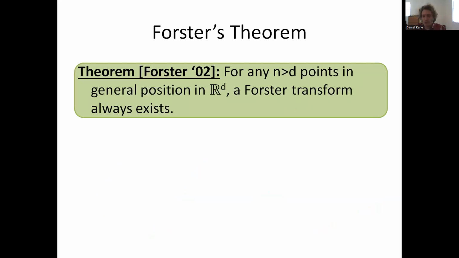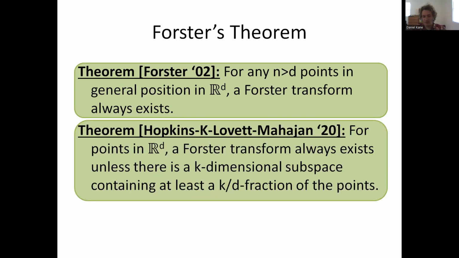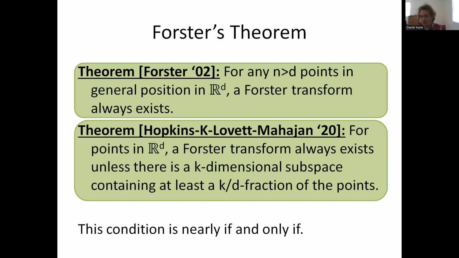Forster proved in 2002 that if you have n more than d many points in general position, then a Forster transform always exists. This was later generalized by Hopkins, Kane, Lovett, and Mahajan in 2020, which says that, in particular, a Forster transform will always exist unless there is a k-dimensional subspace which contains at least a k over d fraction of your points. And note that this condition here is very close to being if and only if. In particular, if there's a k-dimensional subspace that contains strictly more than a k over d fraction of the points, then the obstacle on the previous slide shows that there cannot be a Forster transform.